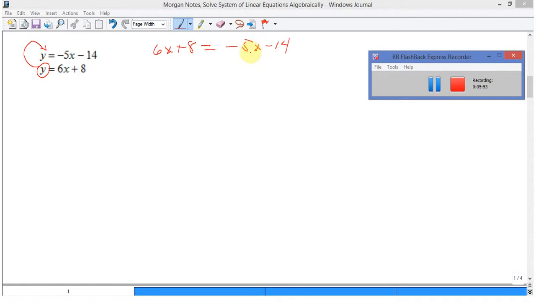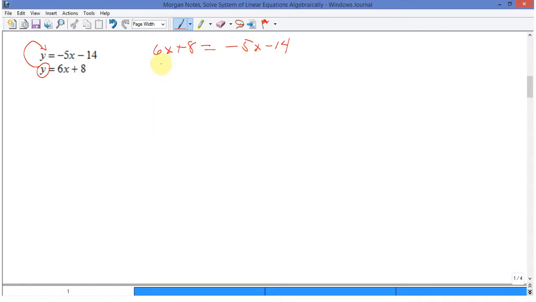So moving the 5x over, I would have 11x plus 8 is equal to negative 14. Now subtracting 8 from both sides to isolate the 11x, I would have 11x is equal to negative 22. If I divide both sides by 11, I get x is equal to negative 2. So there's my value of x.